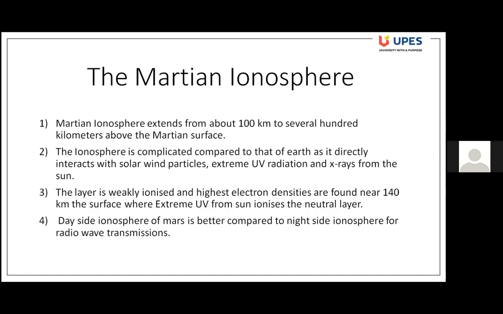Due to the presence of a very weak magnetic field, the Martian ionosphere directly interacts with the solar wind particles, extreme UV radiations, and X-rays directly from the sun. This plays a major role in ionization of the ionosphere. The ionosphere is weakly ionized on Mars, and the highest ion density is found at about 140 kilometers from the ground, which is charged by the UV radiation from the sun.